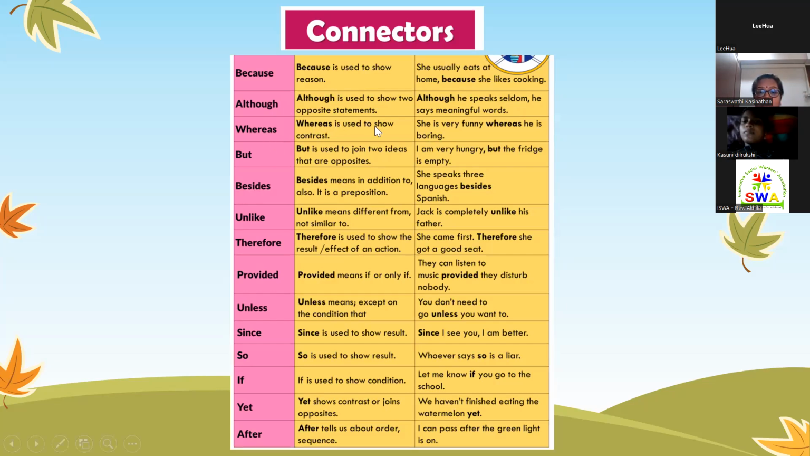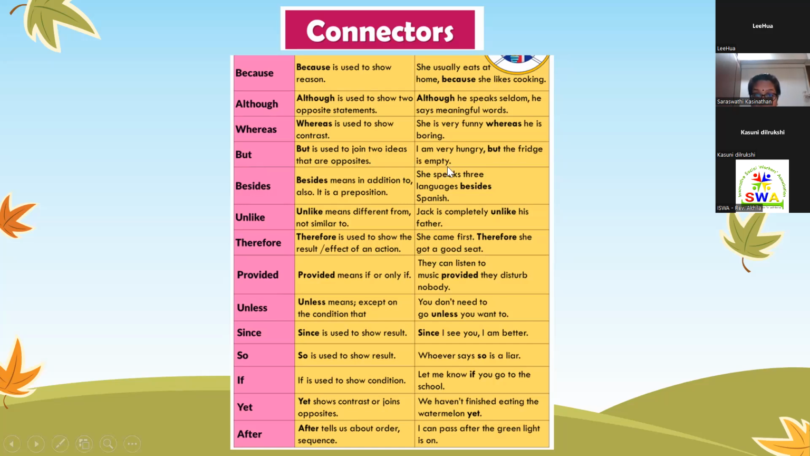Whereas is used to show contrast. He is very funny, whereas he is boring. So you're talking about two different things or two different people, and you show a contrast. For example, I love to wear colorful clothes, whereas my brother prefers dark colors. There's a contrast there. But is used to join two ideas that are opposites. It speaks of the same subject, but two different opposite ideas. I am very hungry, but the fridge is empty.